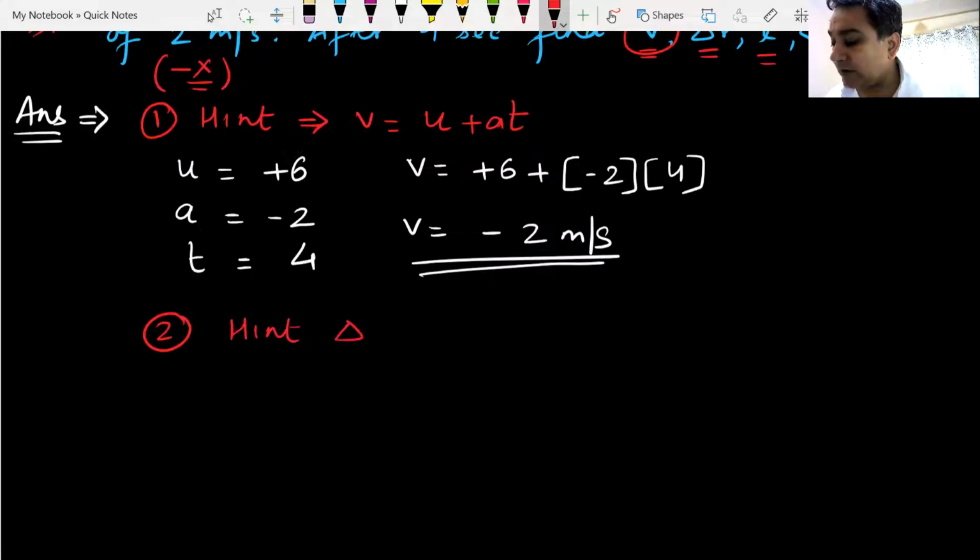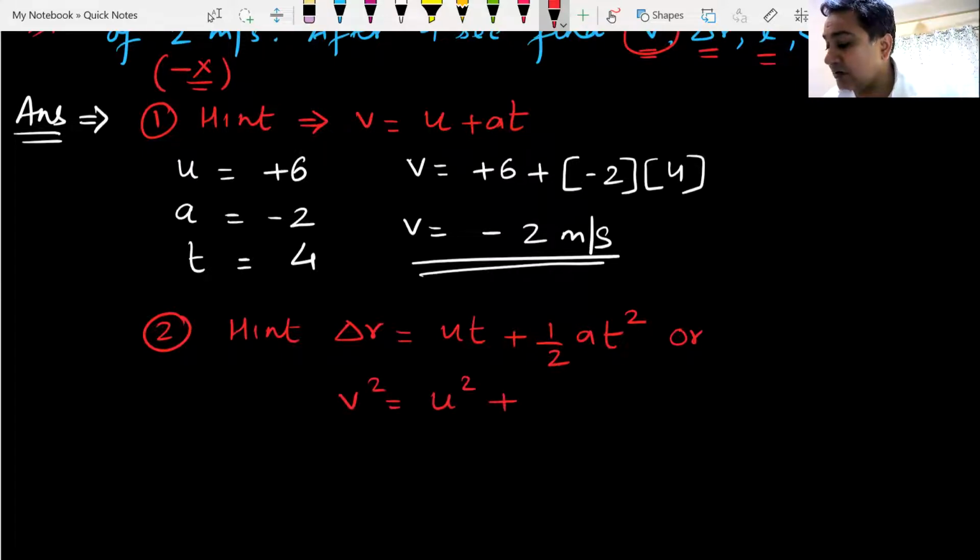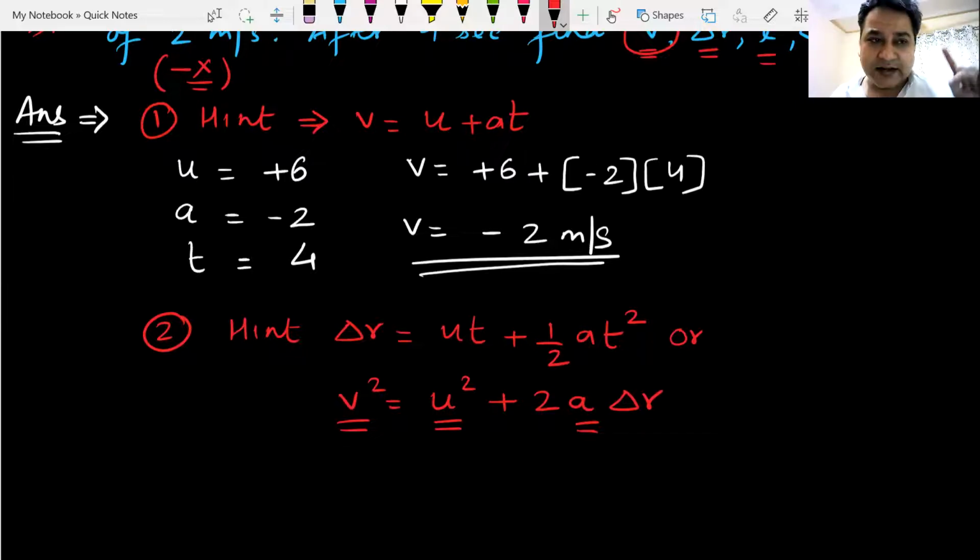To find out displacement delta R, you can use this equation: ut plus half a t square. Yes, Santosh, now you are correct. Plus is important. You can use this equation, or you can use V square is equal to u square plus 2 times acceleration into delta R. You already know the value of V, U and A, so you can find out displacement from here, but I will not use either of these two.